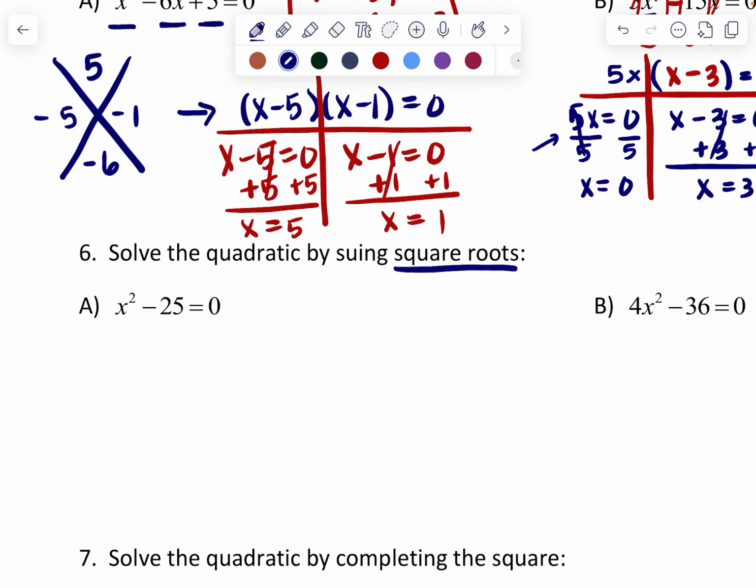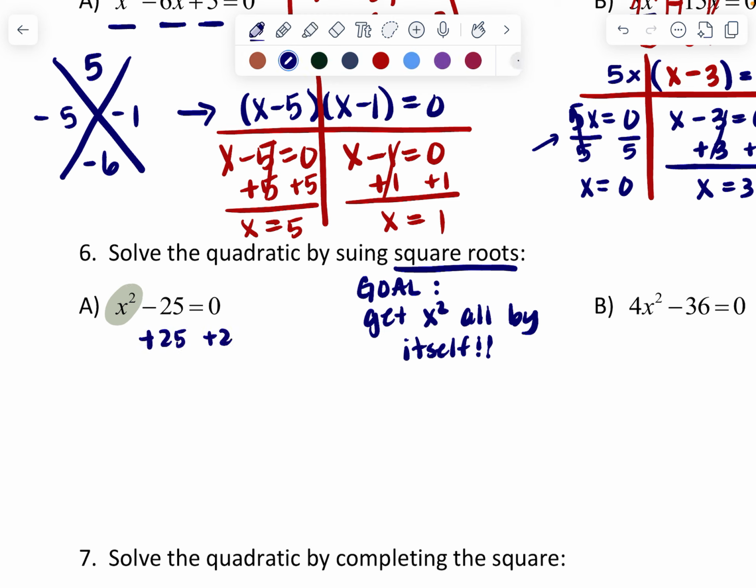When you're using square roots, the goal here is to get the x squared all by itself. That is the goal of what you're doing when it says to solve by square roots. So check this out. Here's my x squared. How do I get it all by itself? Well, I'm going to move this 25 over. So I'm going to add 25, which is going to give me x squared equals 25.